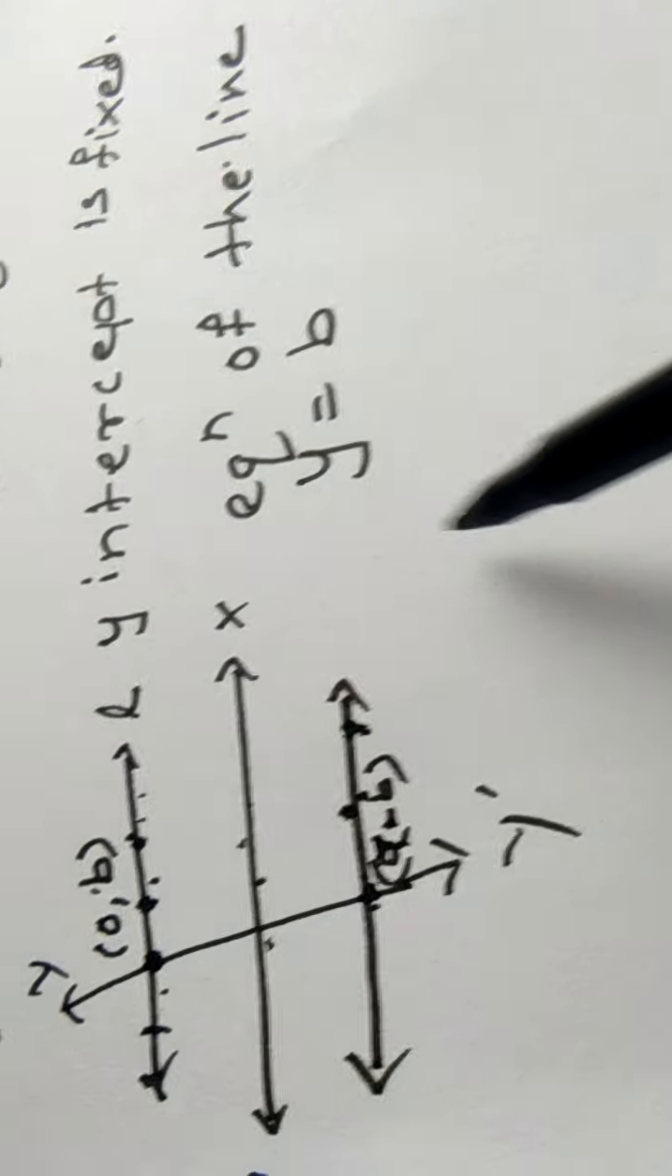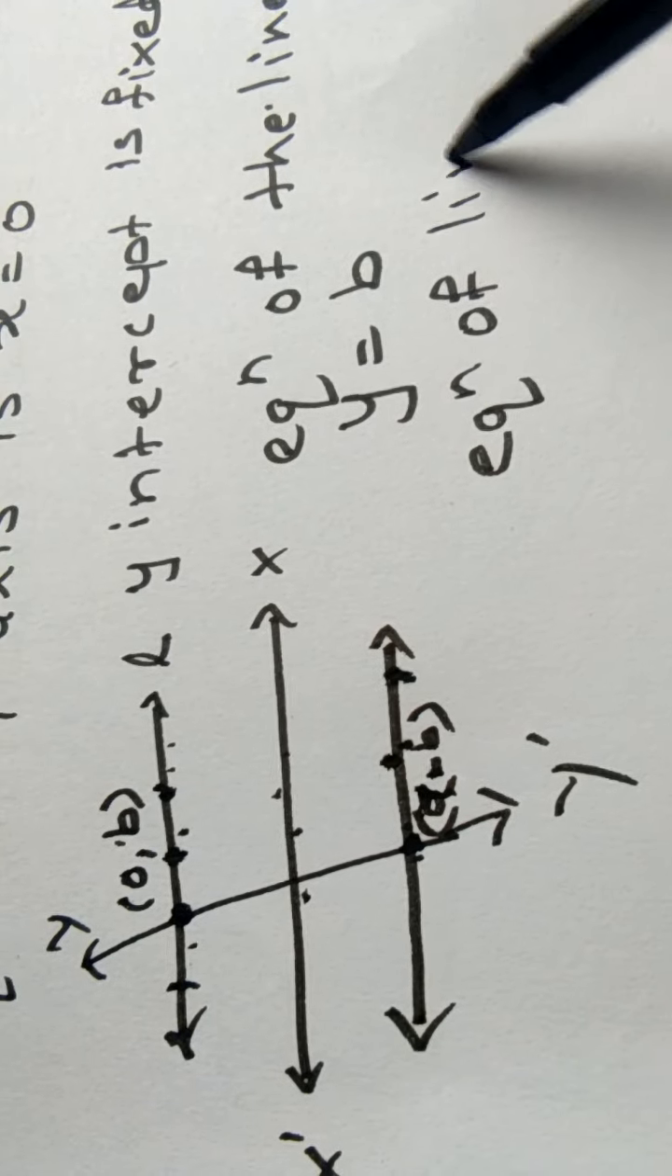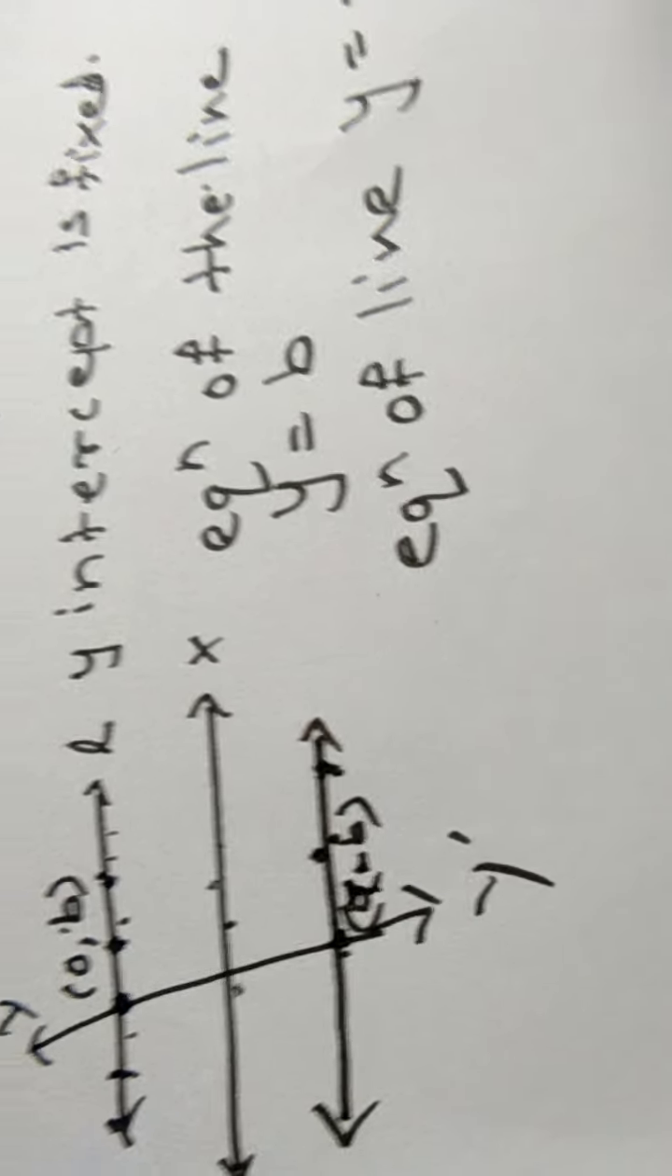Means the equation of this line, equation of line is y is equal to minus b.